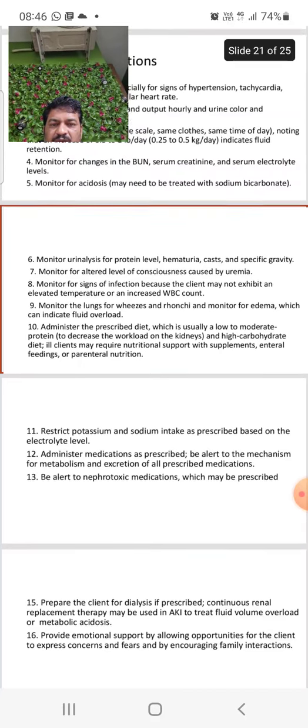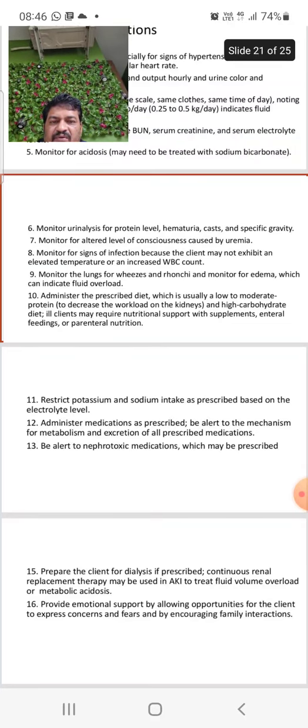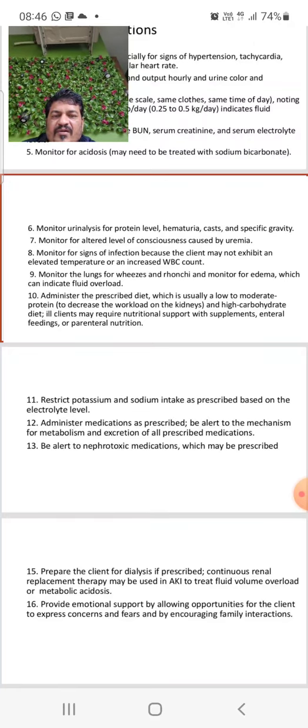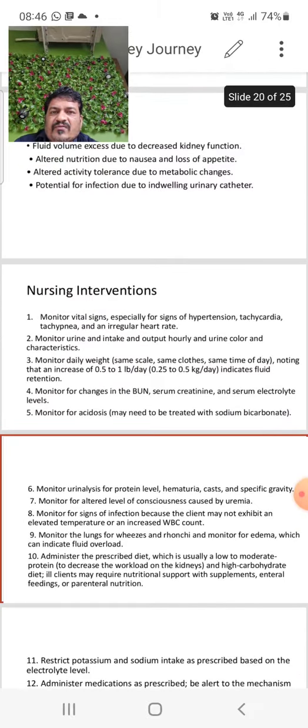Provide emotional support by allowing the client opportunities to express concerns and fear, and by encouraging family interaction. So, what are the nursing investigations?